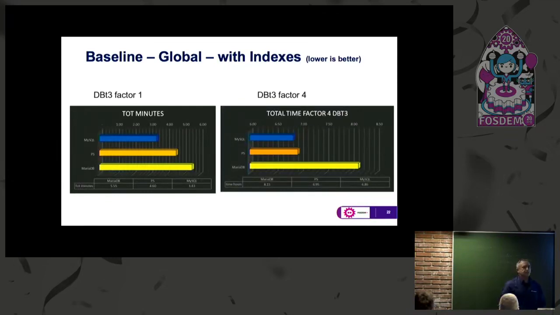Now, from the first round of tests, where lower is better, this is against standard dbt3 with all the indexes, right? We have that dbt3 factor 1 and factor 4 show more or less the same trend. And what it seems is that MariaDB is taking longer.